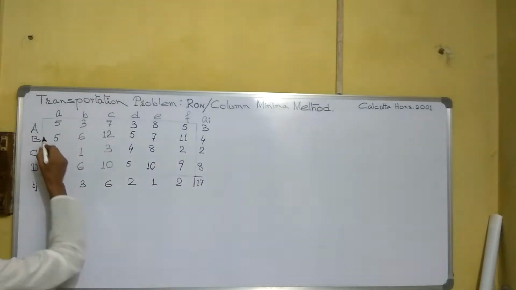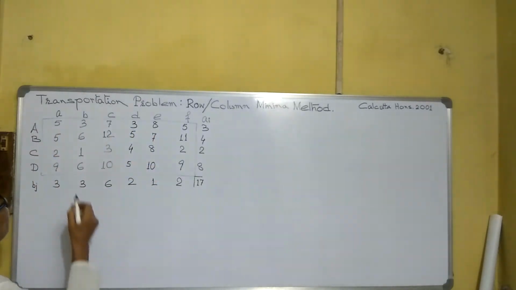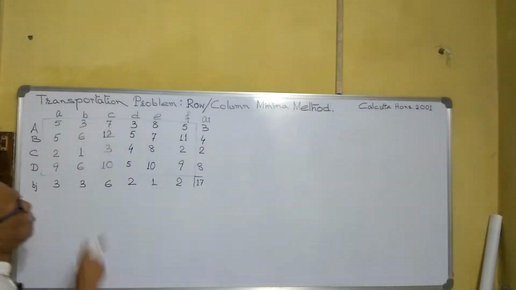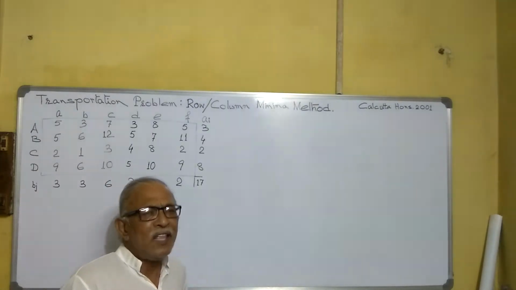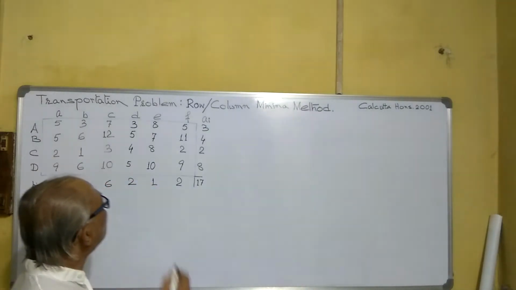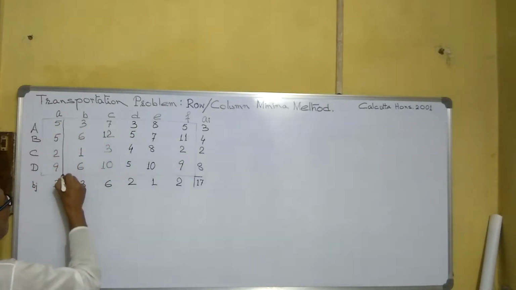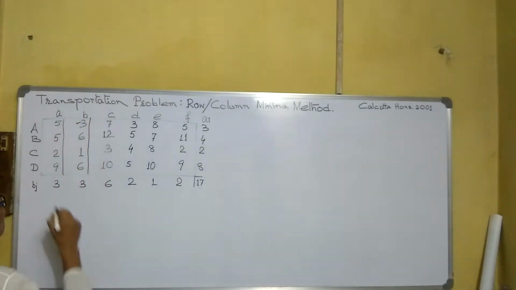First, check any one column, the first column, which is the smallest value. We are getting 3 and 3, two smallest values are there. We can take any one at random. Out of these two, we have to take any one at random. So let us now, I am considering these 3.